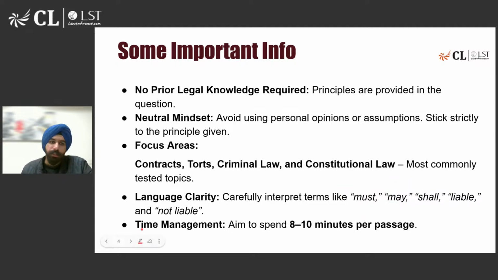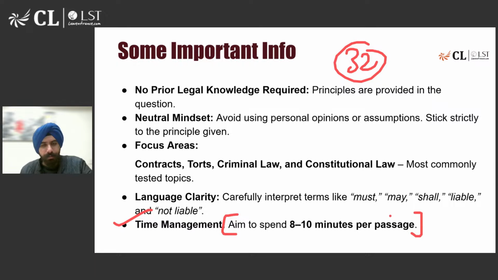So remember that. And lastly, and most importantly, you have to manage your time because anyone can solve these 5, 6 odd questions or 32 questions if they are given unlimited amount of time. But you have to solve a passage, which means reading the passage and solving the questions within 8 to 10 minutes, ideally less than 6 minutes, but this is the maximum you can spend on a particular passage, right?